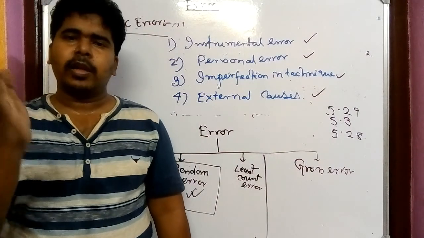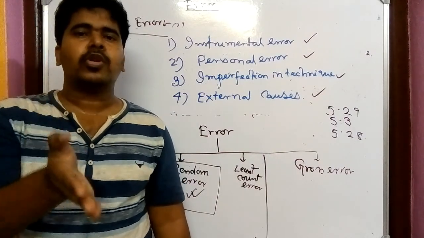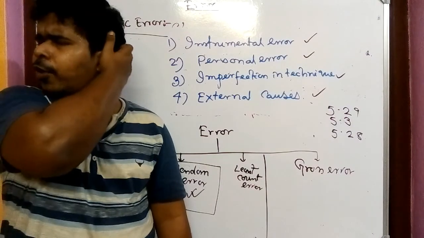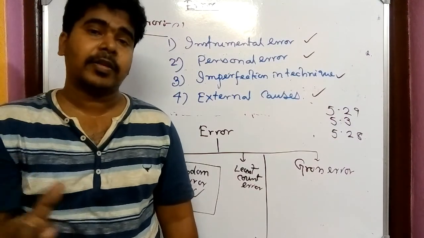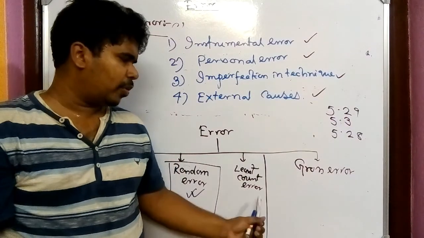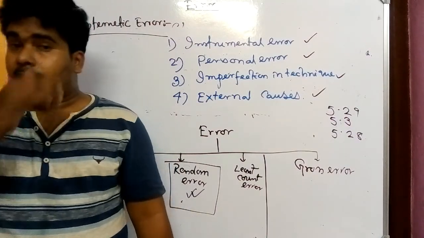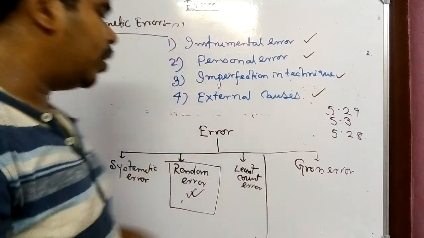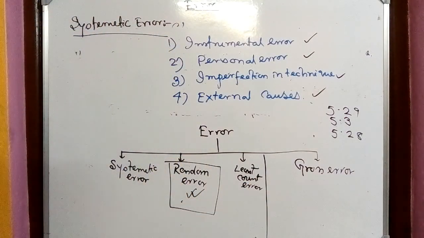Assume the scale has decayed in one portion due to friction, and so some error has come in the measurement of the first value. There is also an error known as least count error. But if you change the scale, then your least count error can be solved.